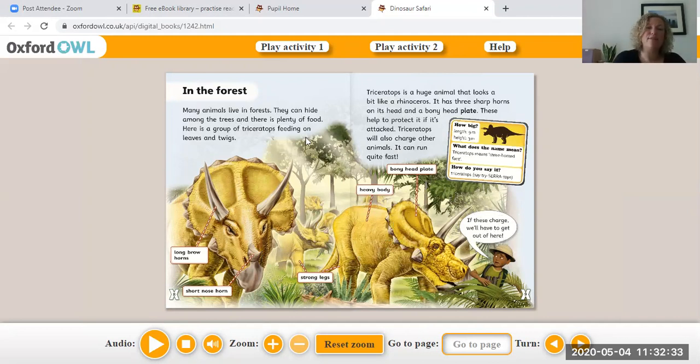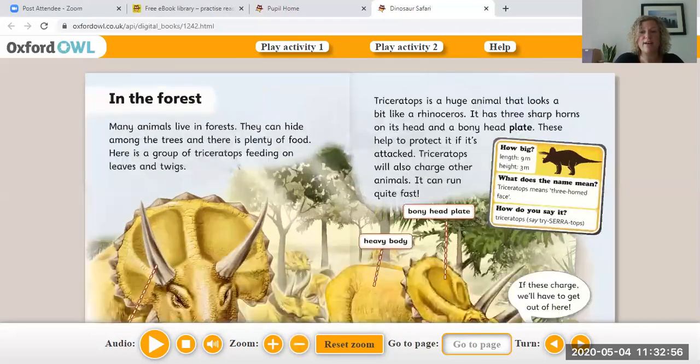Many animals live in forests. They can hide among the trees and there is plenty of food. Here is a group of Triceratops feeding on leaves and twigs. Triceratops is a huge animal that looks a bit like a rhinoceros. It has 3 sharp horns on its head and a bony head plate. These help to protect it if it's attacked. Triceratops will also charge other animals. It can run quite fast.